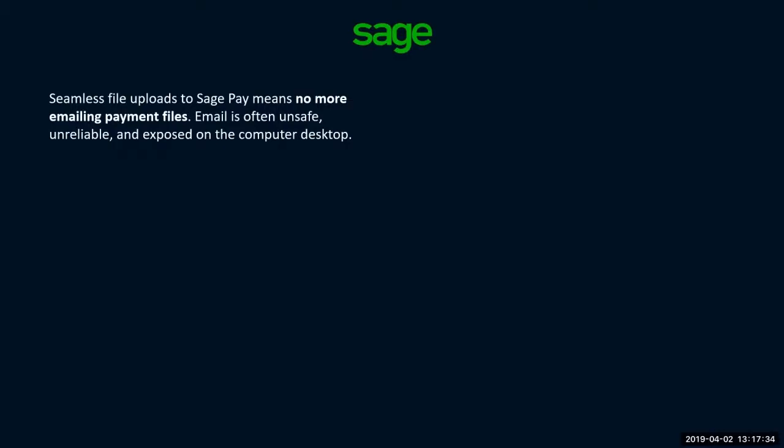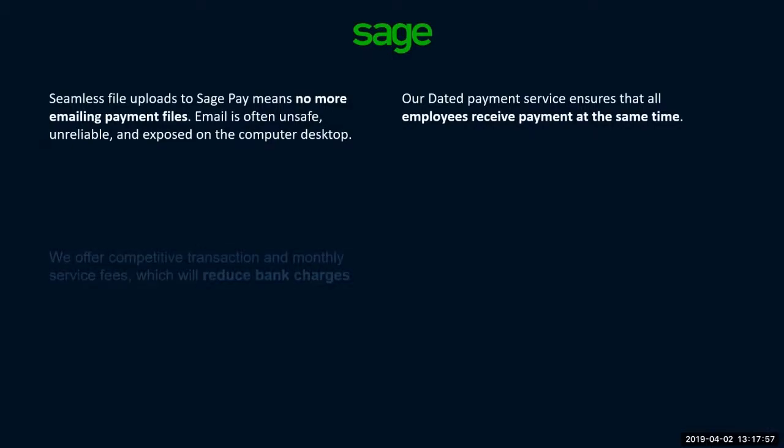Also, exporting or emailing payment files is a security risk, as those files can be edited and salary fraud can be committed. We also have a dated payment service, which means that all your employees can be paid on the same day instead of doing a normal EFT payment where some guys get paid today and the rest of the guys tomorrow. With Sage Pay, you can have everyone getting paid on the same day.